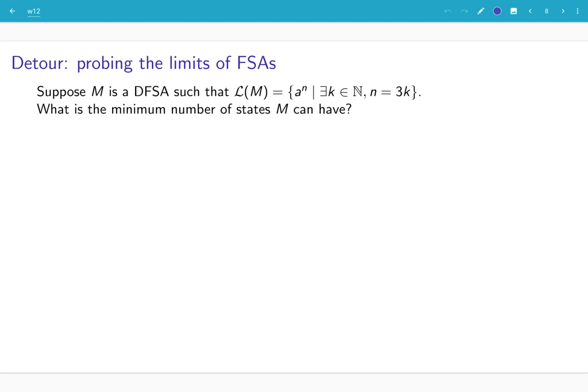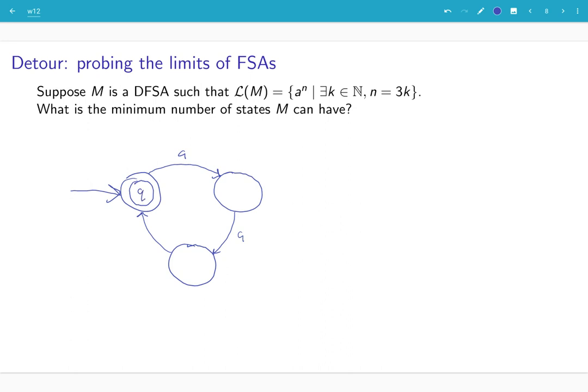So we might start by just trying to come up with a DFSA that recognizes this language. So let's see, the starting state should be accepting because 0 is a multiple of 3. And then I'm thinking I'm going to have one state that represents a remainder of 1 mod 3 in terms of number of A's, and then a remainder of 2. And then finally, that'll bring us back to the start state. So we'll call those Q0, Q1, Q2.